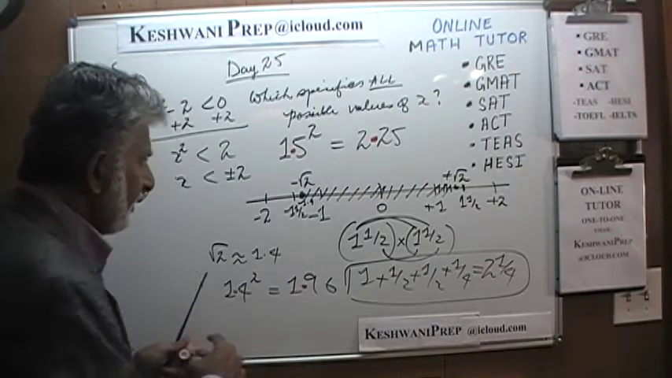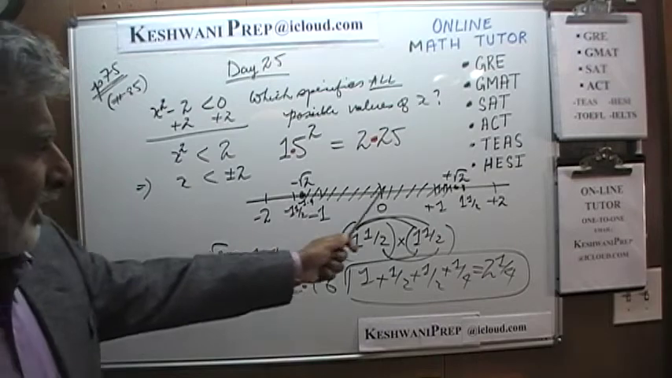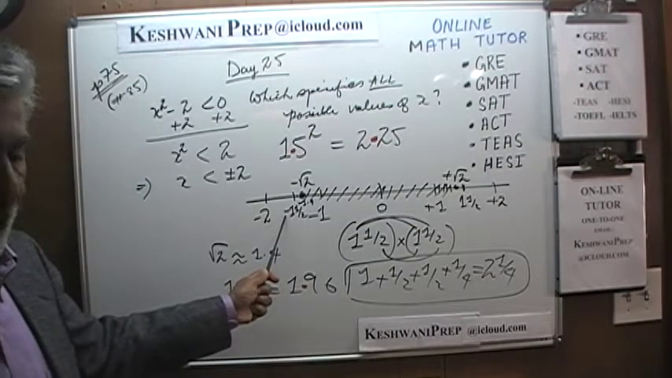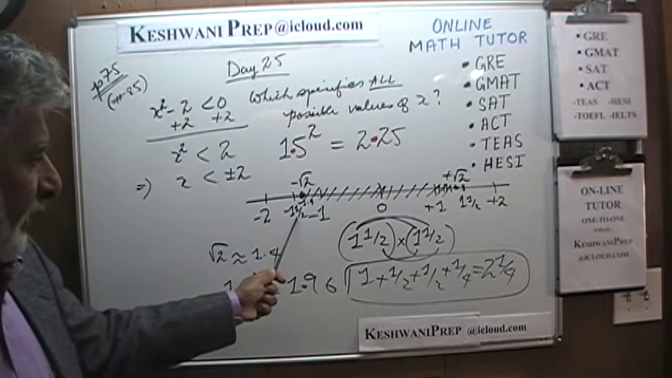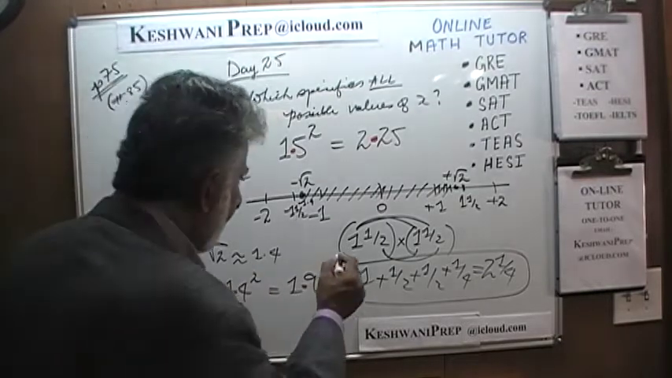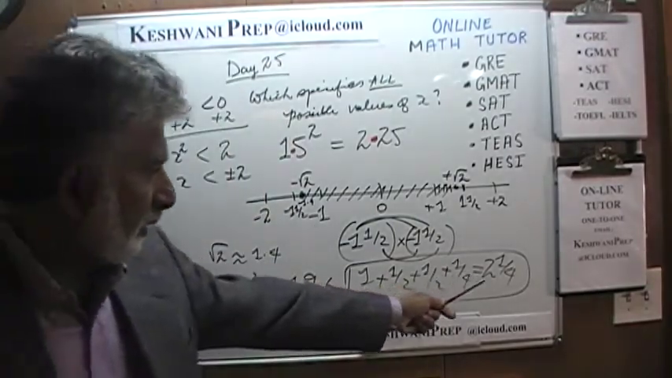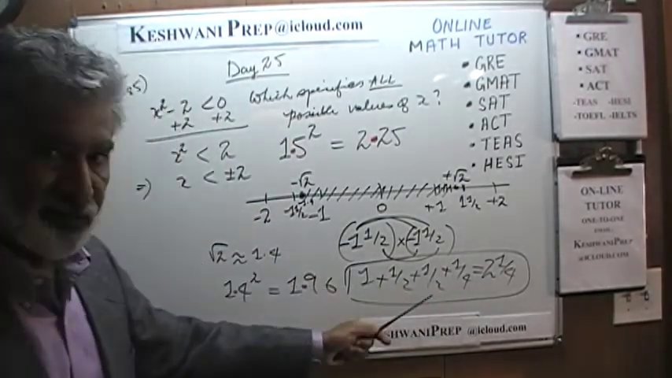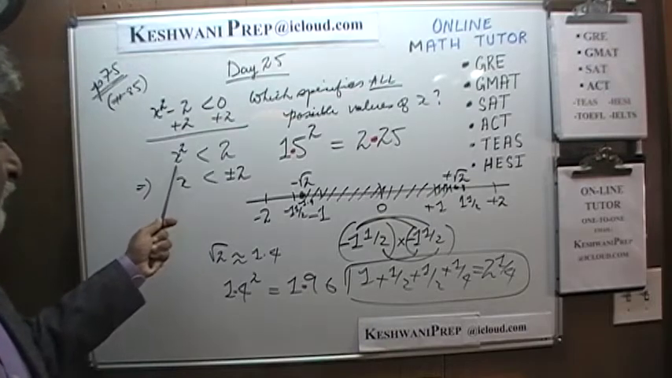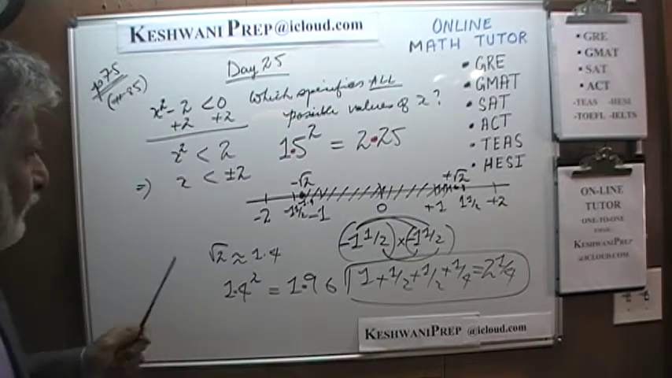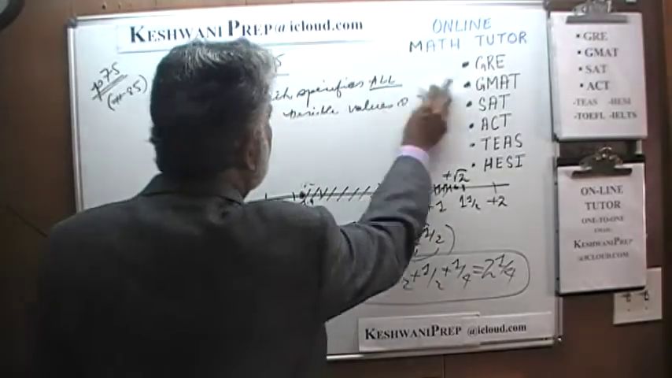It has to lie between negative square root of 2 and positive square root of 2. It cannot be negative 1.5, because if you were to square negative 1.5, it will become 2.25. x squared will become 2.25, and we know x squared to be less than 2. x squared cannot be 2.25. We spent too much time on it.